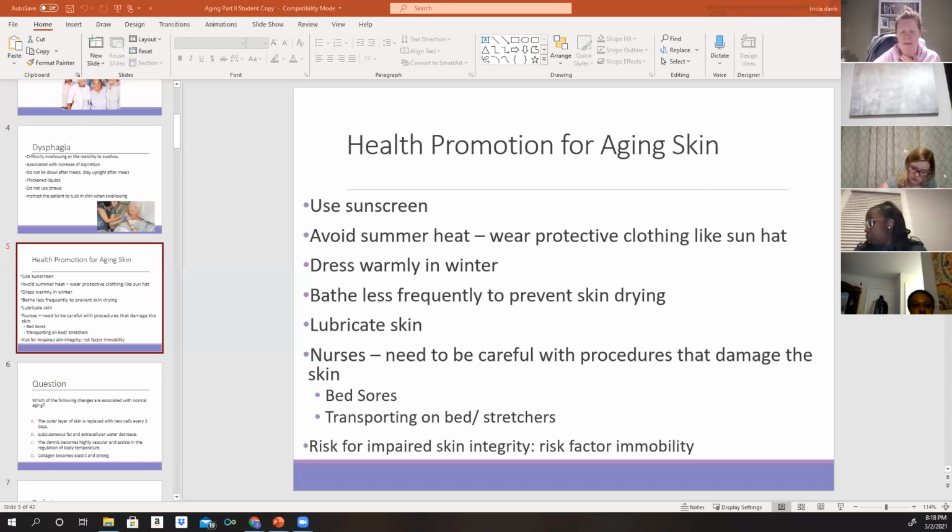And then there we have a potential nursing diagnosis. So we have risk for impaired skin integrity or a risk factor for immobility.